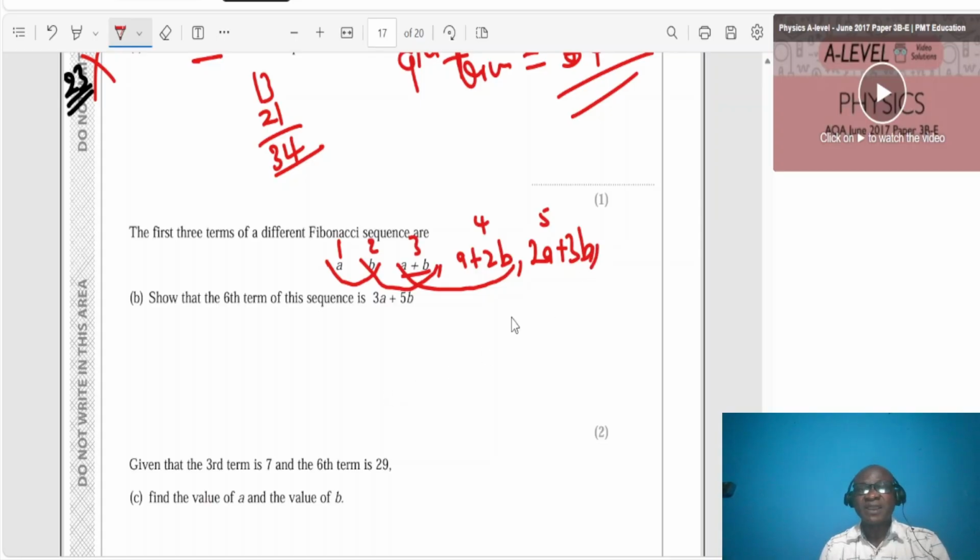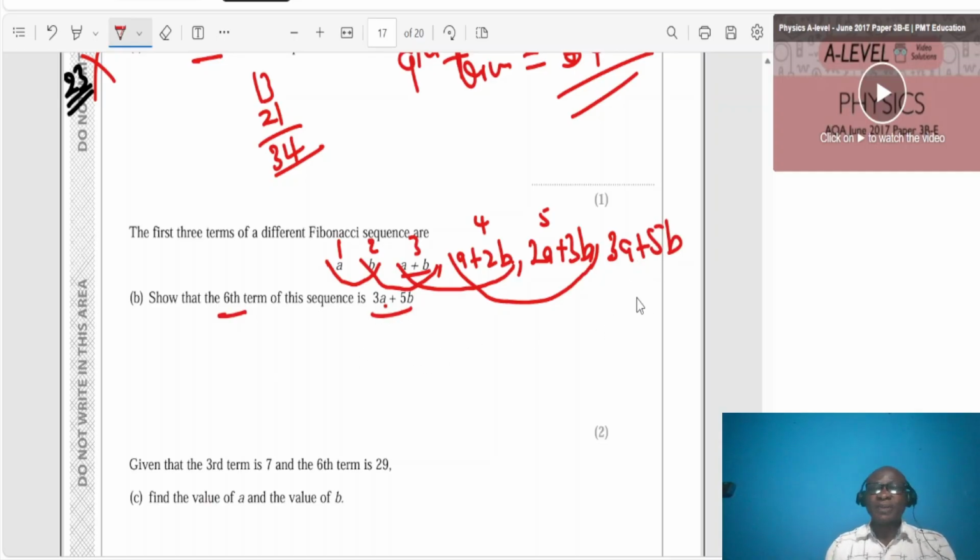Are you listening? I am going to add this and this. A plus 2A is going to give me what? 3A. 2B plus 3B will give me what? 5B. We are done. Therefore, the sixth term is exactly what they got, 3A plus 5B, which means we have now shown what they want us to show. They say show that the sixth term should be 3A plus 5B, and this is the sixth term of the sequence. Is that okay?